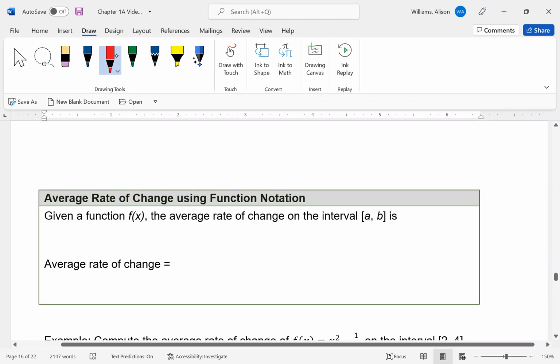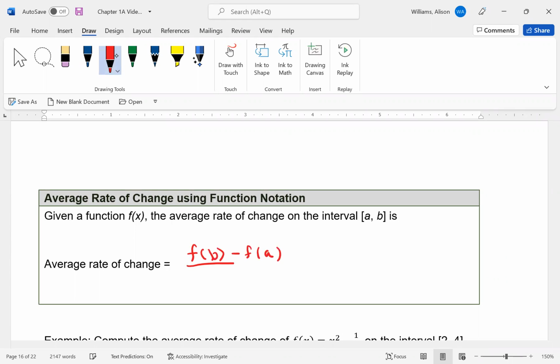Let's write that, because that's kind of what we've been doing, even though I've been referring to them as y1 and y2. We could also refer to it as f of b minus f of a over b minus a.